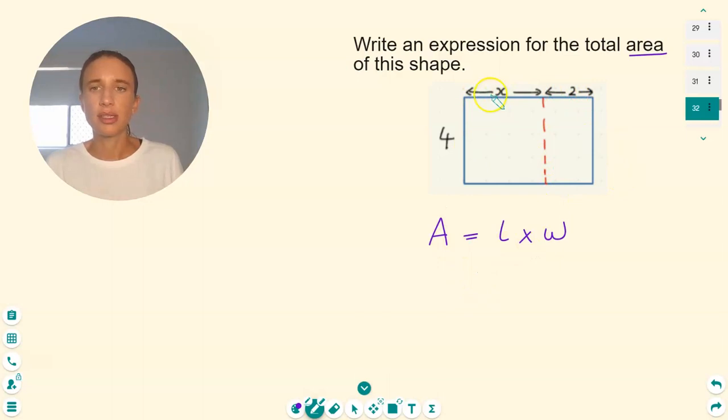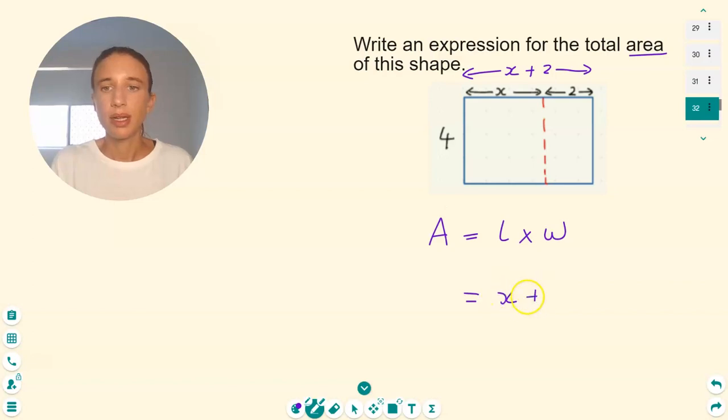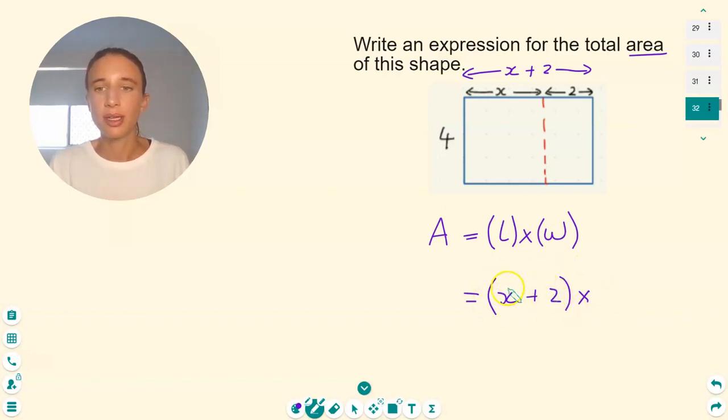Now, what is the length of this shape? The length of this shape, you're adding x and 2. It's the total distance, which is made up of x and 2. So total means add. So x plus 2 is the total distance. So that's our length. x plus 2. And remember to put that in brackets. It has to be in brackets when you're multiplying a couple of things. Then we're going to times by the width, which is 4. And we could rewrite that as 4 times (x plus 2), just putting the 4 out the front.